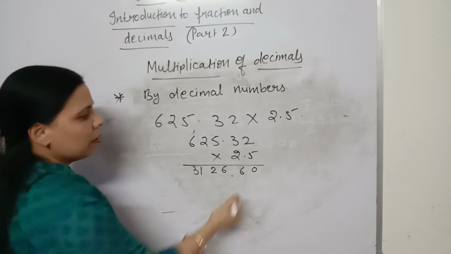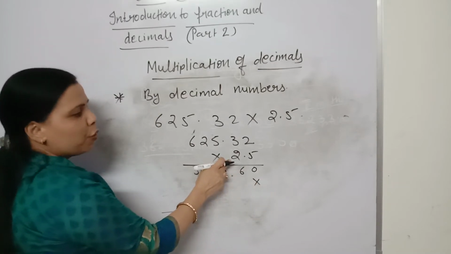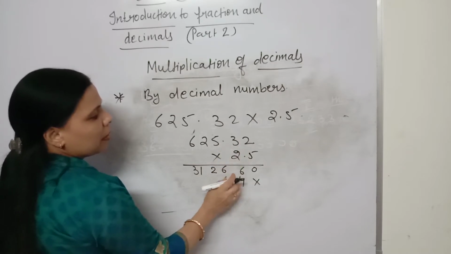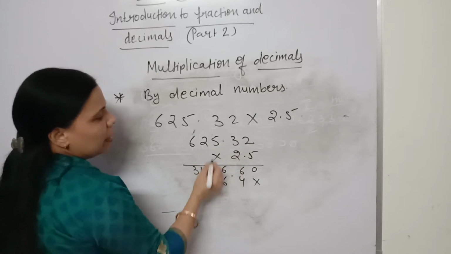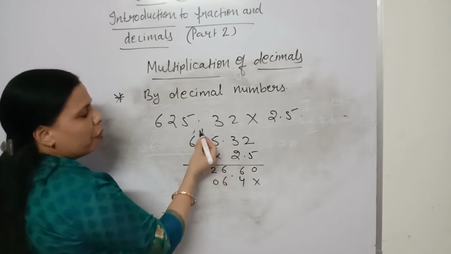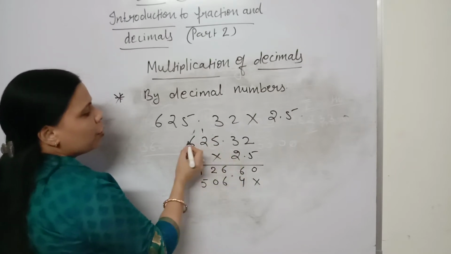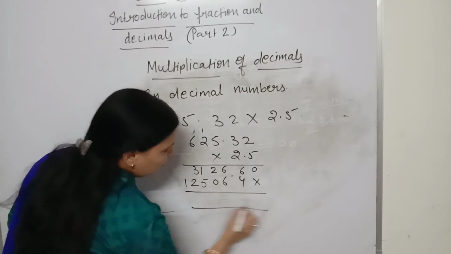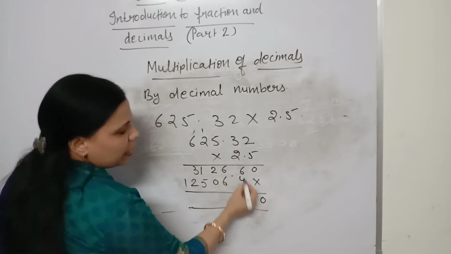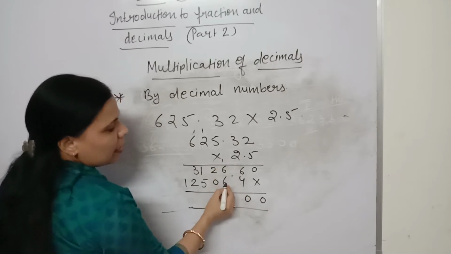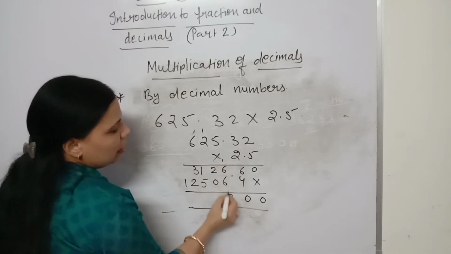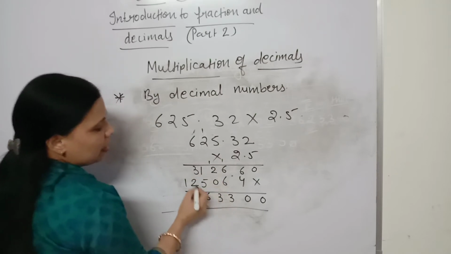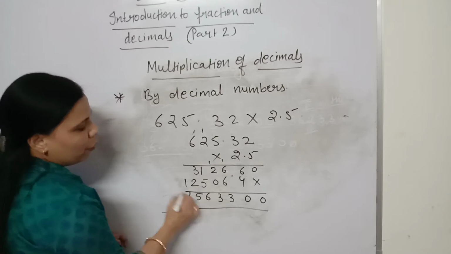Now next number, multiply by 2, 2 2s are 4, 2 3s are 6, 2 5s are 10, 1 carry here, 2 2s are 4 and 1 is 5, 2 6s are 12. Now add the numbers. 0, 6 and 4 is 10, 1 here, 6 and 6 12, 10 and 1 is 30, 1 carry here, 2 and 1 is 3, 5 and 1 is 6, 3 and 2 is 5 and 1 is here.